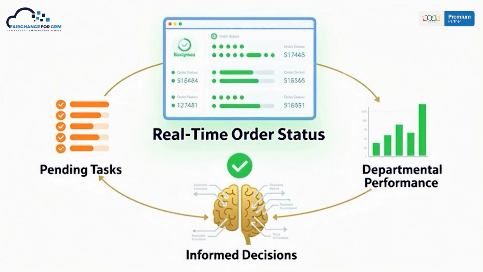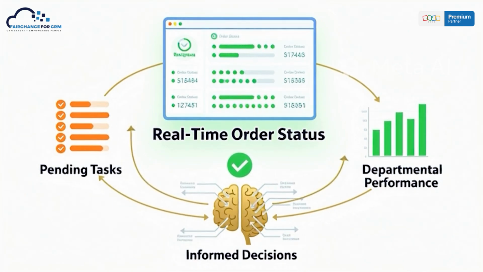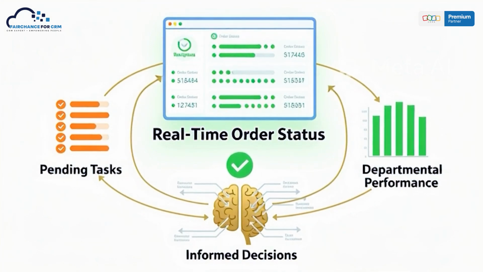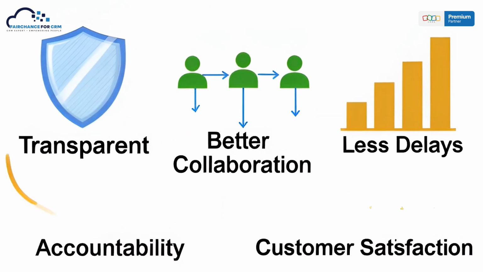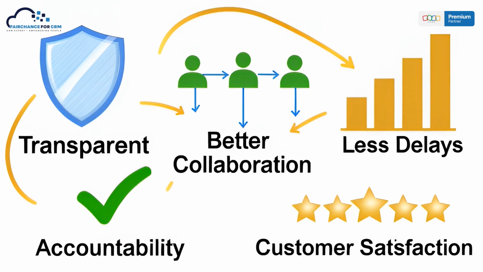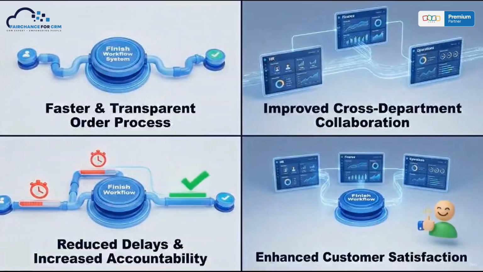They can instantly track the current status of an order, identify pending tasks, monitor departmental performance, and make informed decisions based on real-time data. The result is a faster, more transparent, and highly efficient order management process that improves collaboration across departments, reduces delays, increases accountability, and enhances customer satisfaction.